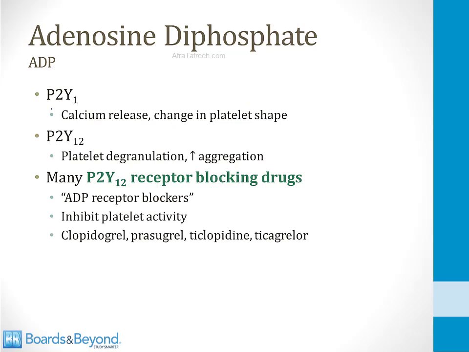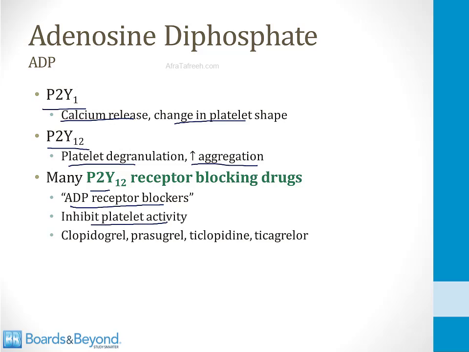When ADP binds to the P2Y1 receptor, the platelet will release calcium. It will also change its shape. When the P2Y12 receptor is bound, the platelet will degranulate and there's an increase in the aggregation of platelets. And many drugs function as P2Y12 receptor blocking drugs. These are often called ADP receptor blockers. They all inhibit platelet activity.